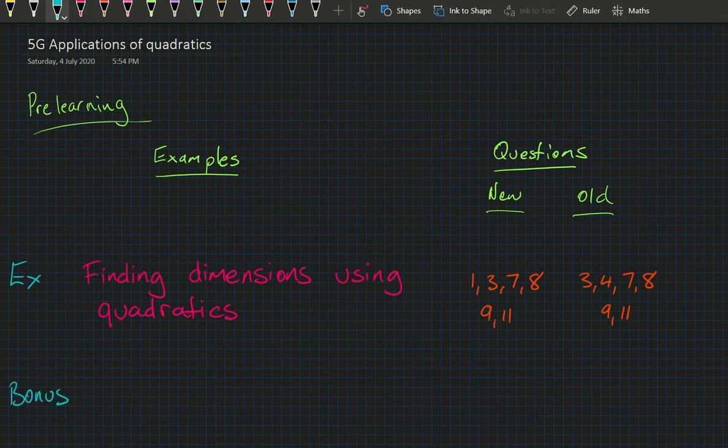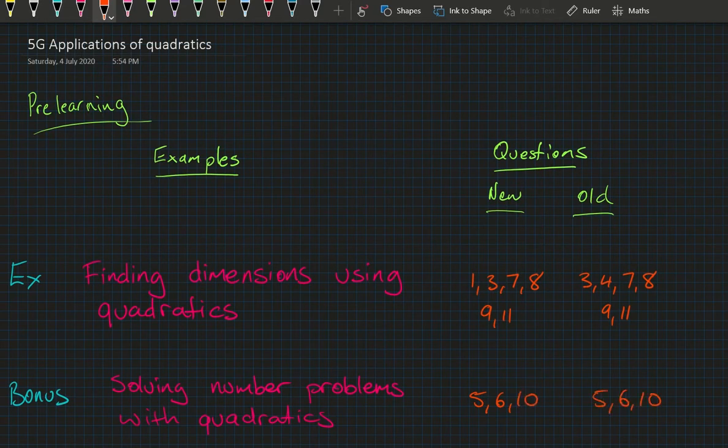Then we're going to do a bonus section, which is not in the textbook, but is a very important skill and I think half of the learning in this lesson. And that will be called solving number problems with quadratics. And your pre-learning for this section will be 5, 6 and 10 in the new book and 5, 6 and 10 in the old book.